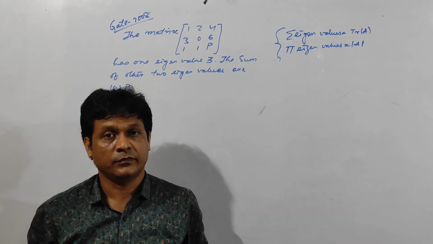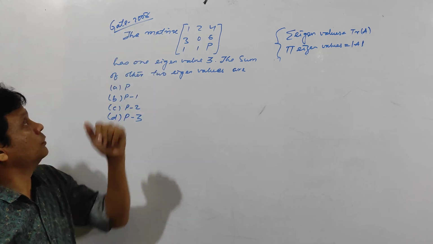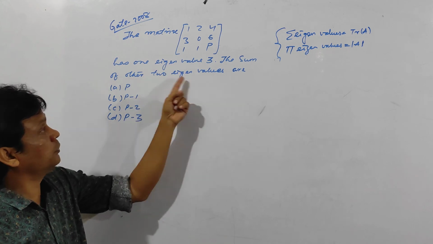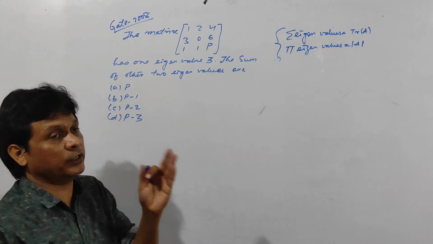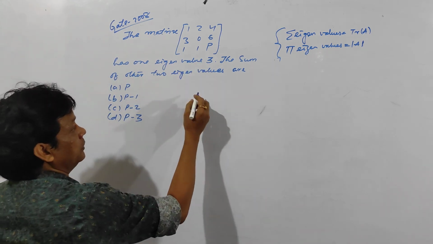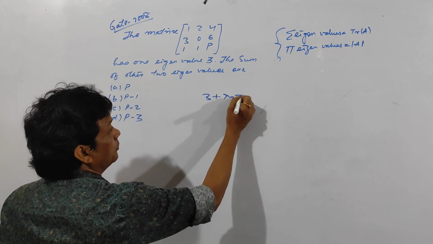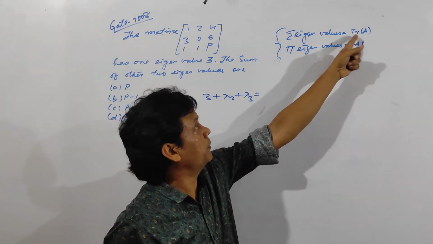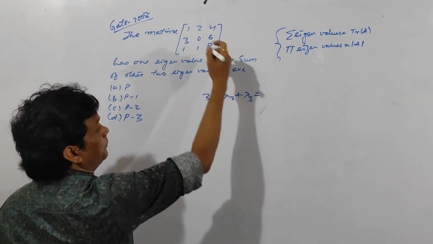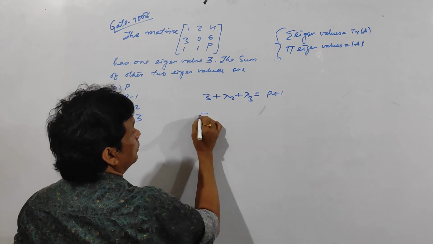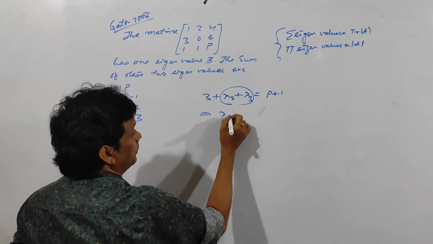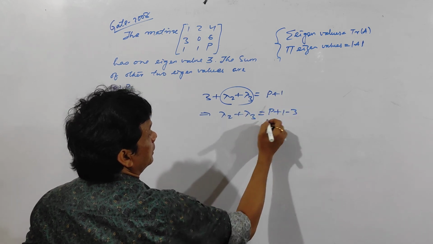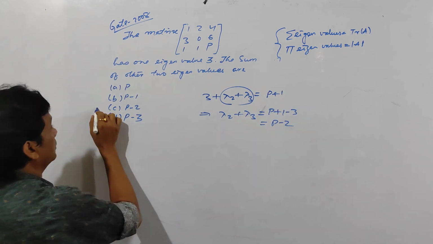Clear? See here. This is a GATE 2008 question. It is given that one of the eigenvalues is 3 and the sum of the other two eigenvalues is to be found. For example, the eigenvalues are lambda 1, lambda 2, lambda 3, and lambda 1 is given. So 3 plus lambda 2 plus lambda 3 is equal to the trace of A, that is, the sum of the diagonal elements, P plus 1. So lambda 2 plus lambda 3 is equal to P plus 1 minus 3, which is P minus 2. So this is the answer.